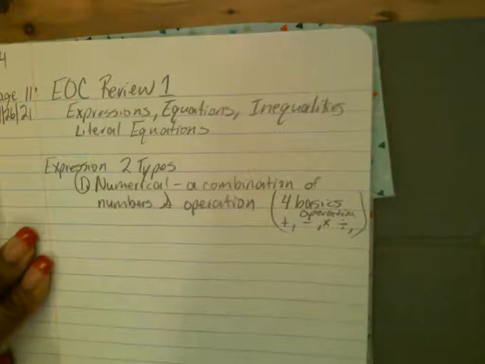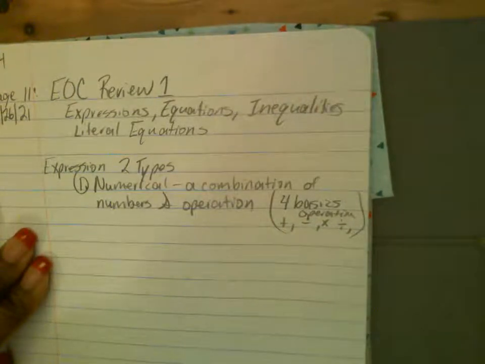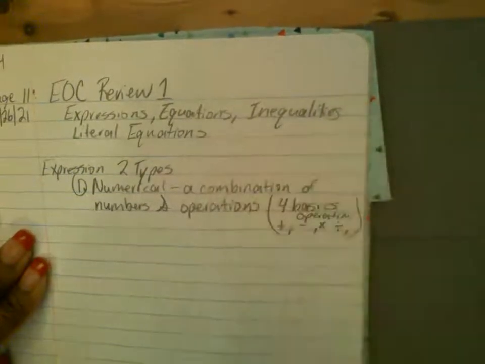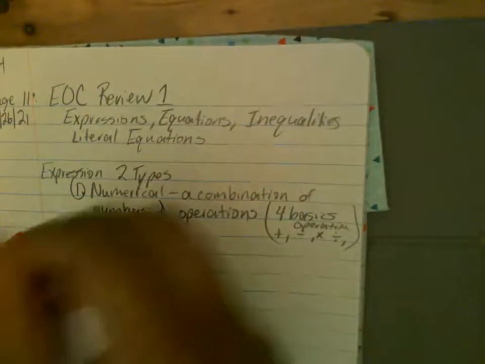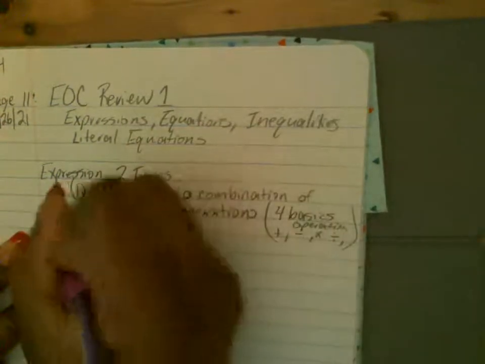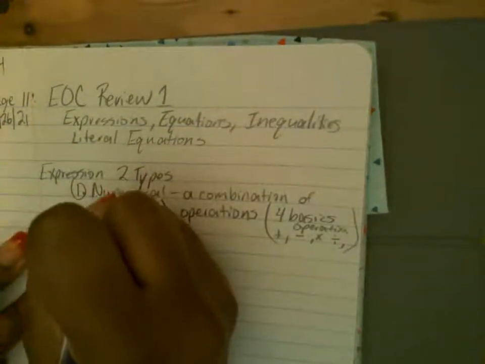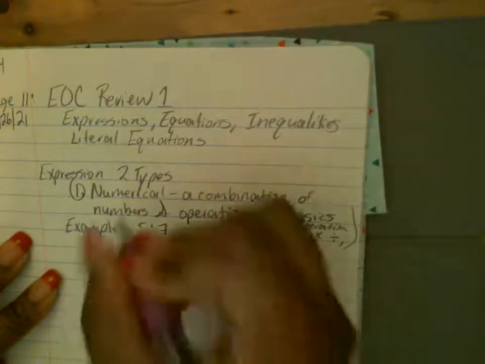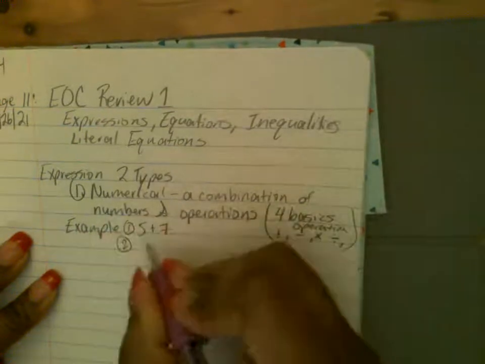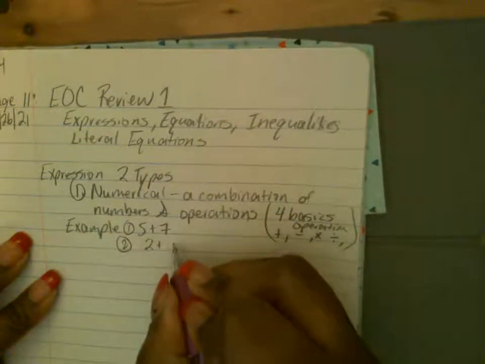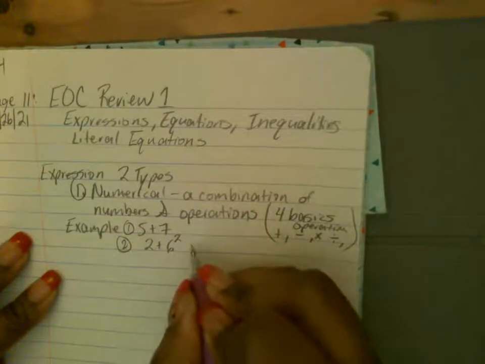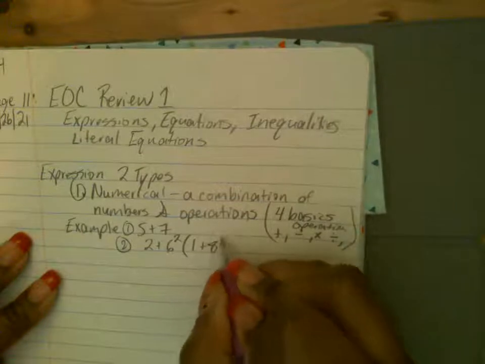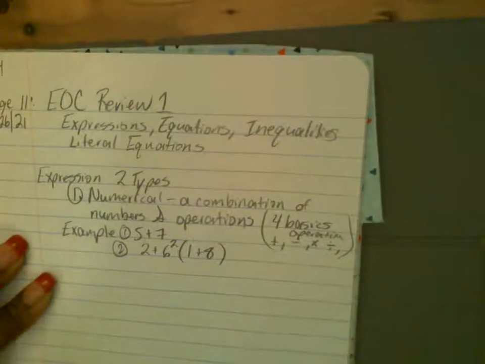Those are your 4 basic operations, okay? So numerical expression is just where you have a combination of numbers and operations, okay? No variables in this, none whatsoever. And so you could have short ones, like an example could be 5 plus 7. Another example could be even longer. You could have 2 plus 6 to the second power. In parentheses, you could have 1 plus 8. And it could be even longer than that, okay?